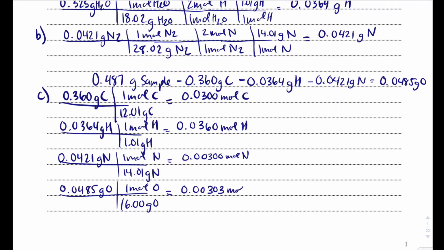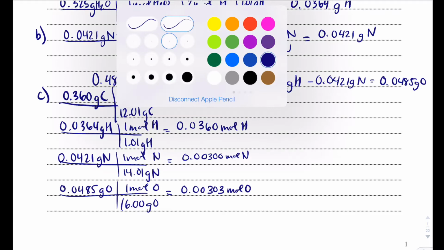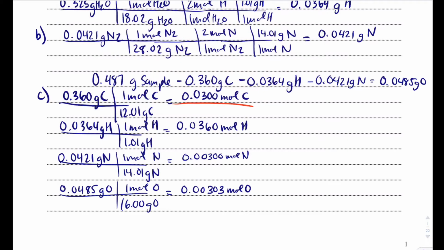Now we've done mass to moles, so we'll divide by the smallest one, and we've got to make sure we're clear on our decimal points, that the smallest one is 0.003.